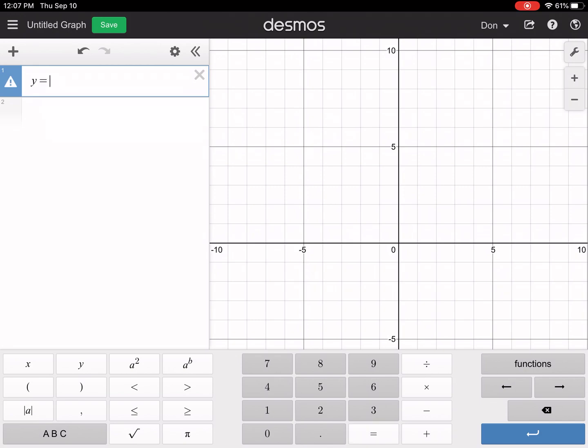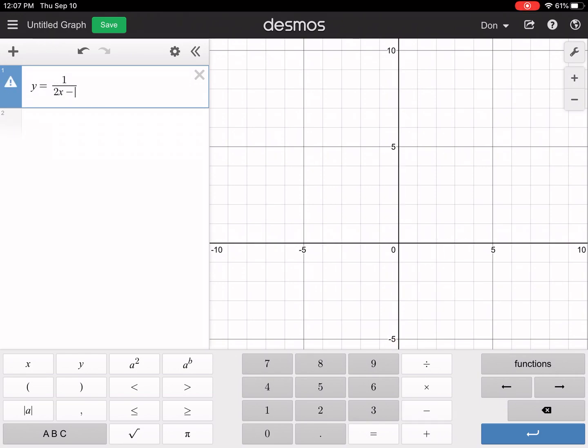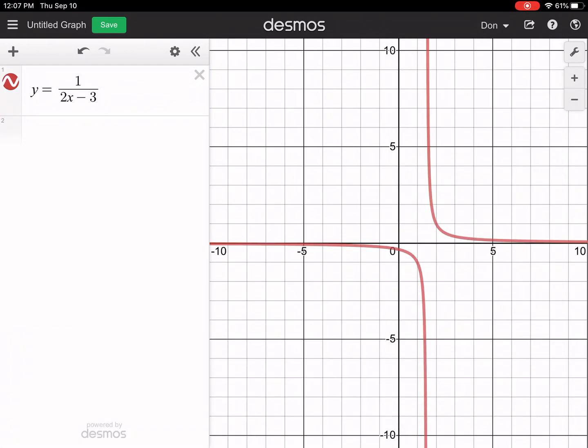Y equals 1 divided by 2x minus 3. Desmos can handle pretty much anything that we want to throw at it. So 1 divided by 2x minus 3. Just from looking at this, it's got the same basic shape. It's got those two sections. What we talked about as an asymptote before is no longer on the y-axis. It looks like it's been shifted to the right. The horizontal asymptote that was on the x-axis still seems to be there, though.